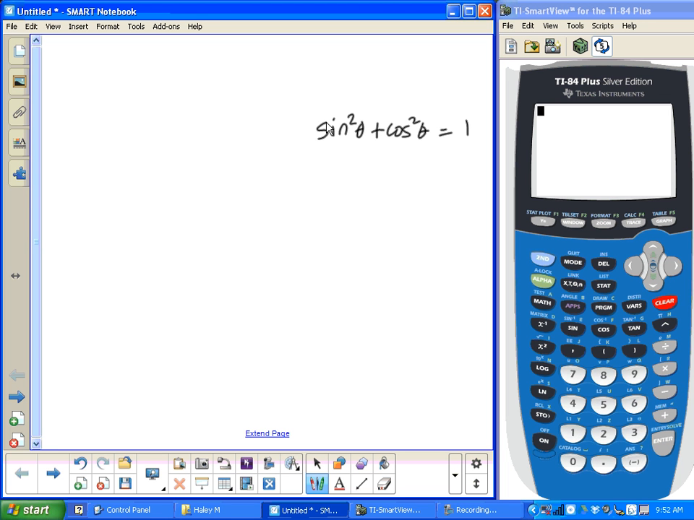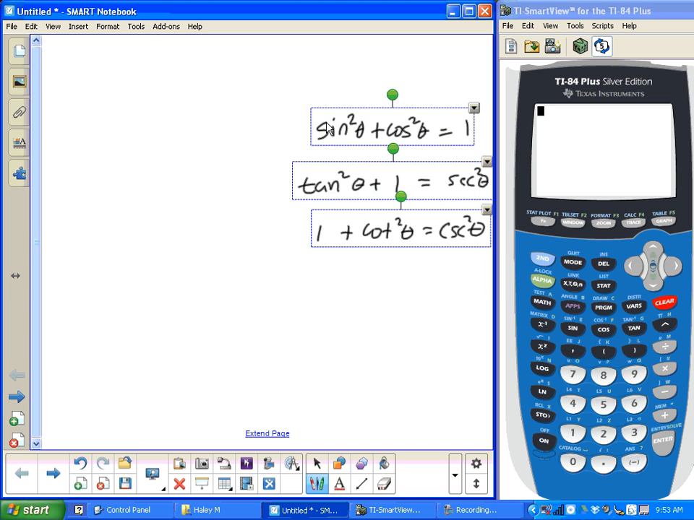All right, here's my first one. Let's divide through by cosine squared. That gives me tangent squared plus 1 equals secant squared. Now let's divide by sine squared. That gives me 1 plus cotangent squared equals cosecant squared. We might need that later.